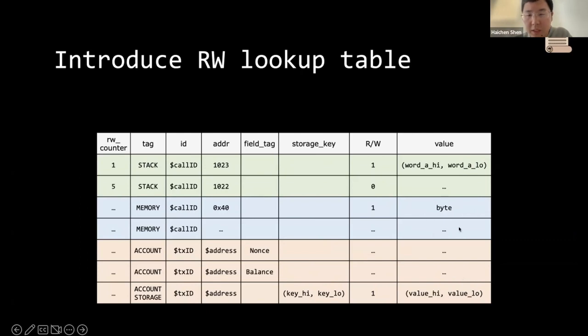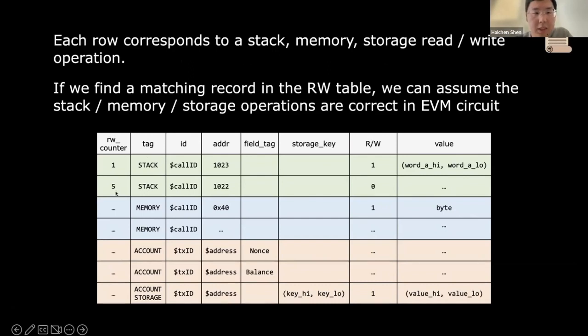And for the memory, it's actually a byte that you're going to put in, associated with the memory. So this is what you have inside the RW lookup table. If you look at it, each row inside the RW lookup table corresponds to a stack, memory or storage read or write operation. And if we trust this table is constructed correctly, it means that inside the EVM circuit, if we find a matching record inside the RW table, then we can assume that the stack, memory and storage operations are done correctly inside the EVM circuit.